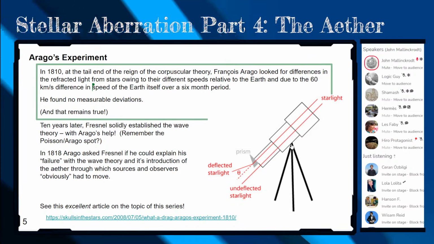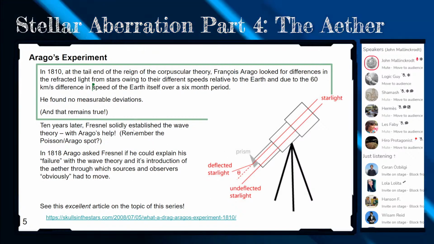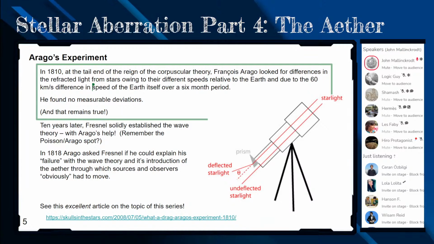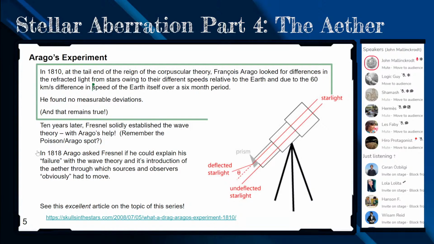So he looked for these deviations because in the corpuscular theory, if the Earth was moving toward a star or a star was moving toward the Earth or away from it, there would be differences in the speed of these particles, and those differences would show up in different amounts of refraction. He took a telescope, took the light coming out of the telescope, ran it through a prism, and looked for differences in how much the starlight was refracted, owing to those speed differences of the particles. And he found no measurable deviations.